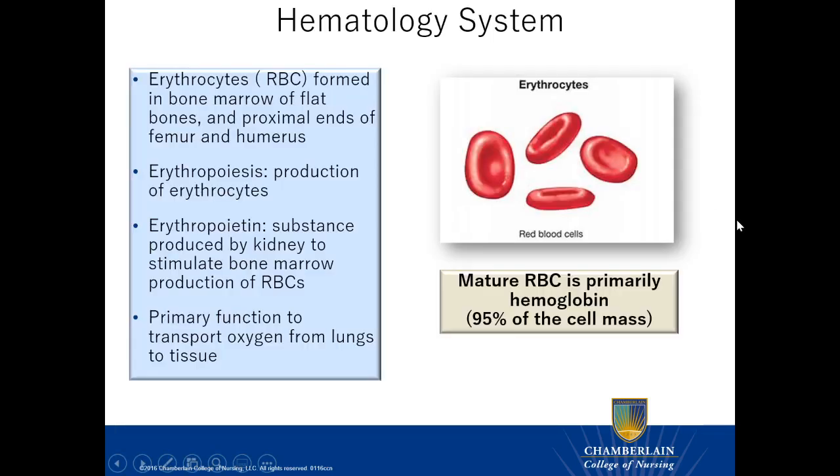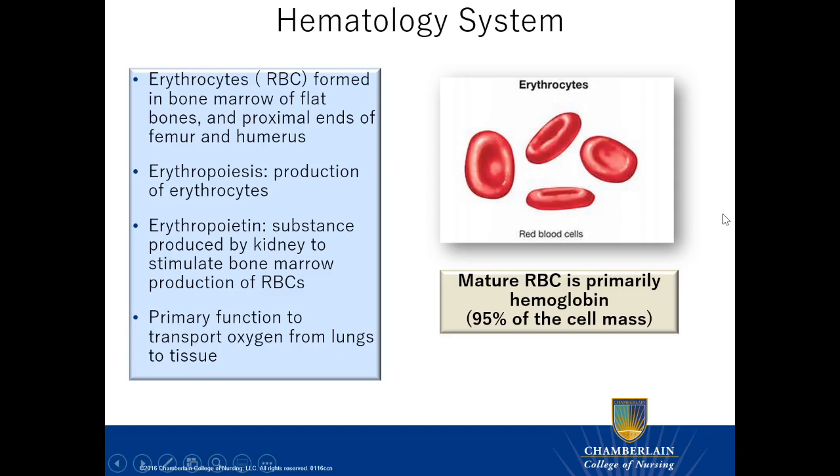Red blood cells are erythrocytes. Erythrocytes are formed in the bone marrow, in the flat bones, and the proximal ends of the femur and humerus. Erythropoiesis is what we call it when red blood cells are produced. Erythropoietin is the substance made in the kidneys that stimulates the bone marrow to make red blood cells. The primary function of these red blood cells is to carry oxygen from the lungs to the tissues.